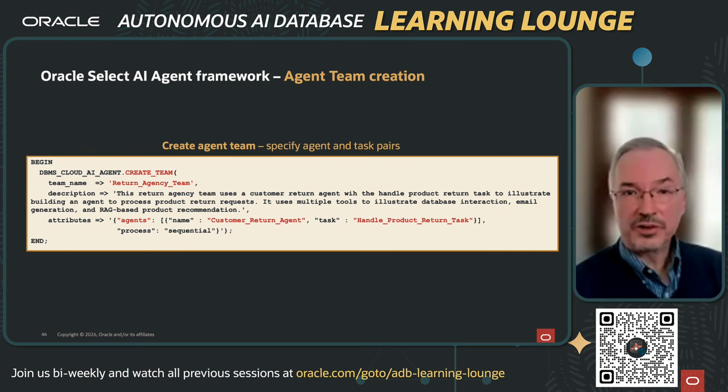Now, finally, we create the agent team using the procedure createTeam. Again, we specify a name for the team, a description, and some attributes. The agent's attribute provides agent and task pairs, indicating that the agent performs the task. You can specify multiple agent task pairs, and these will be performed sequentially. On our roadmap is expanding to support supervisor agents that allow for non-sequential processing, but more on that later.